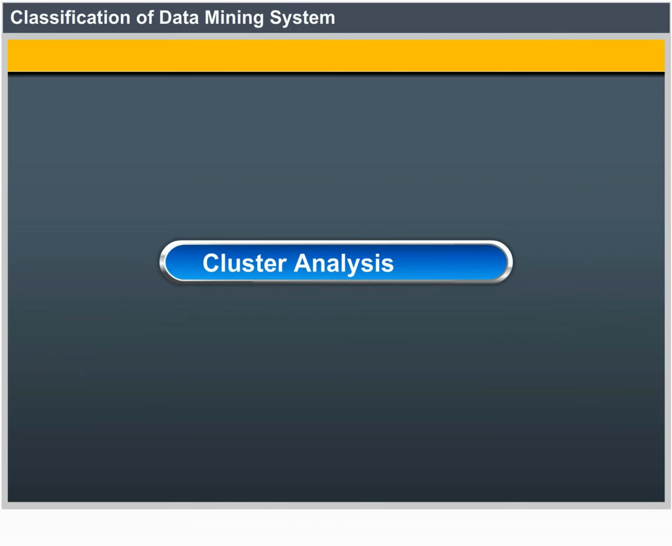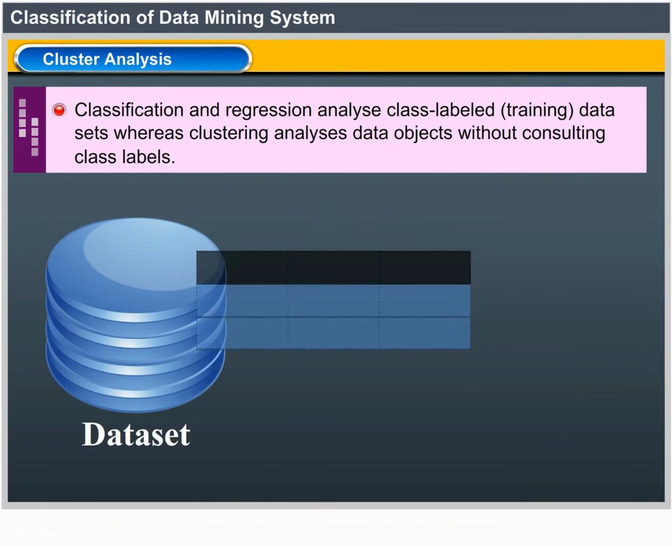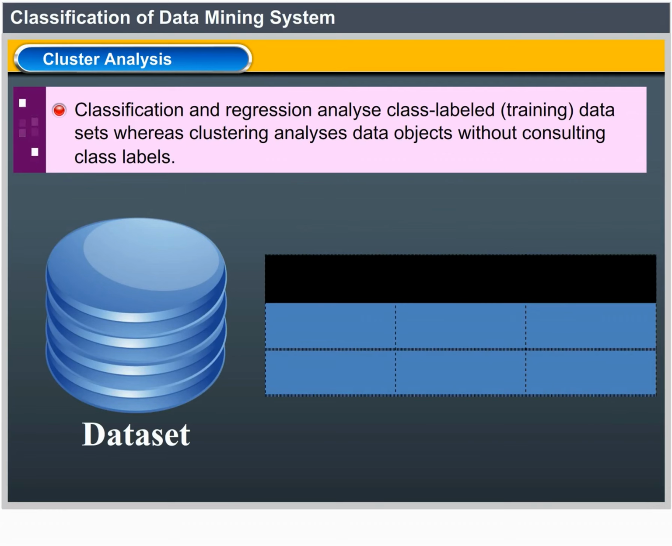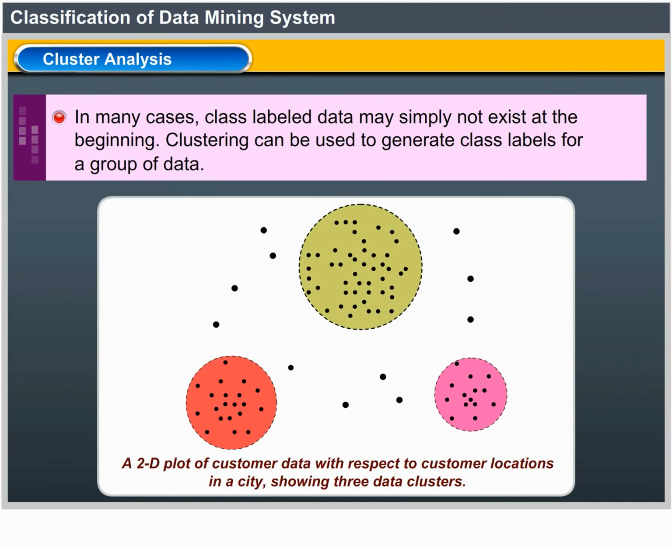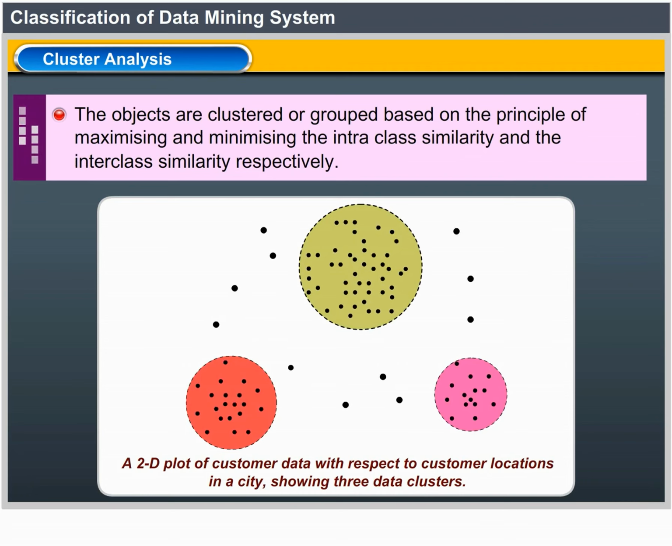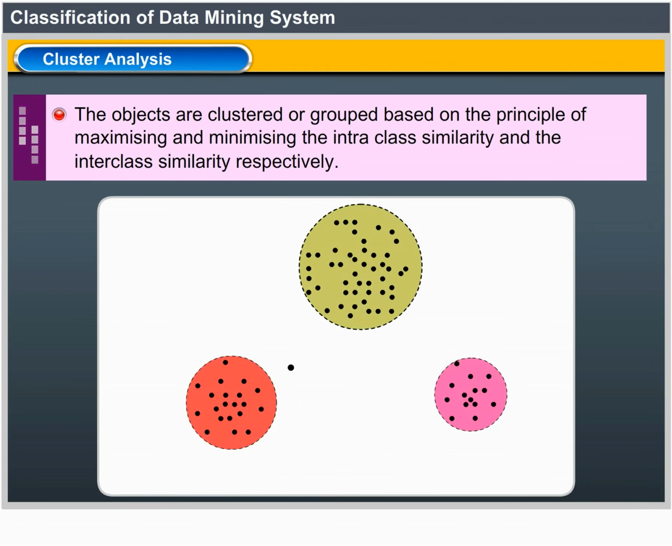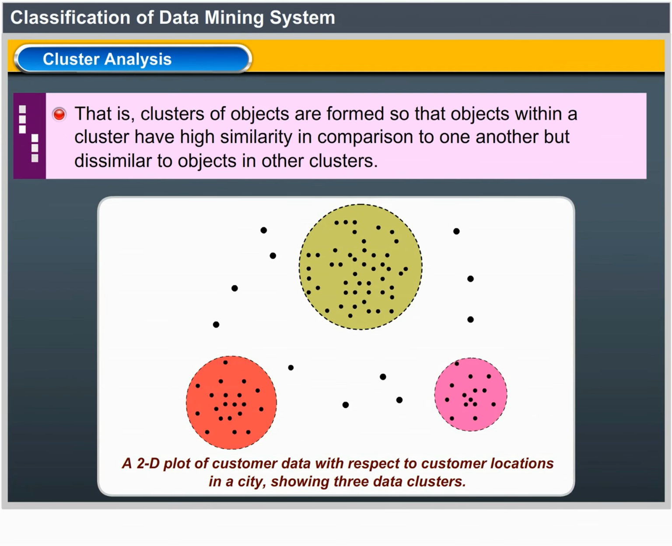Cluster analysis. Unlike classification and regression, which analyze class-labeled training datasets, clustering analyzes data objects without consulting class labels. In many cases, class-labeled data may simply not exist at the beginning. Clustering can be used to generate class labels for a group of data. The objects are clustered or grouped based on the principle of maximizing the intra-class similarity and minimizing the inter-class similarity. That is, clusters of objects are formed so that objects within a cluster have high similarity in comparison to one another, but are rather dissimilar to objects in other clusters.